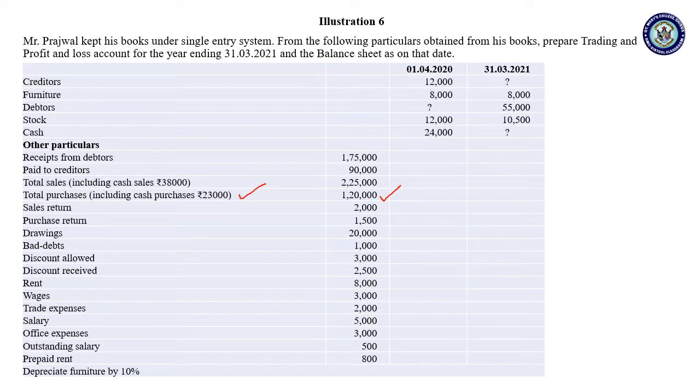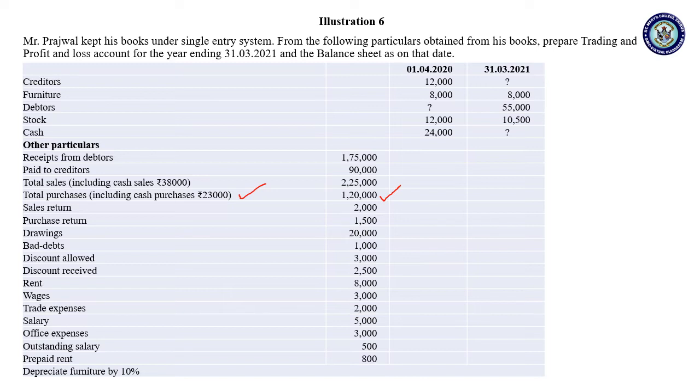Next we have expenses like rent, wages, trade expense, salary, office expense. Don't take outstanding and prepaid. It is not for the current year. Outstanding means you have not yet paid; it is not a cash transaction. So we just take rent, wages, trade expense, salary and office expense. All these 5 items are expenses.